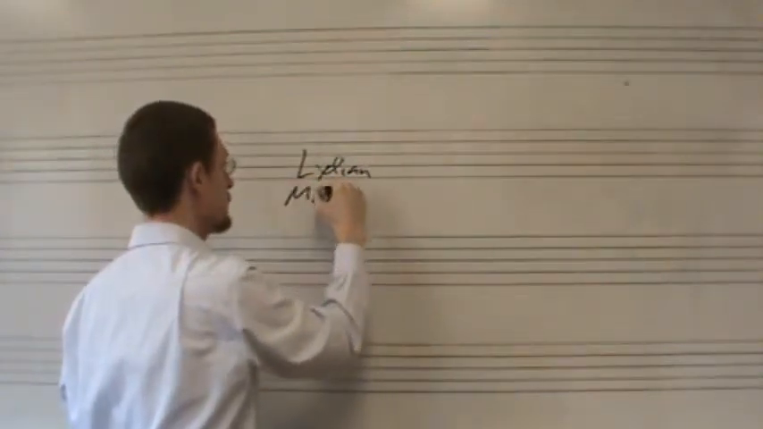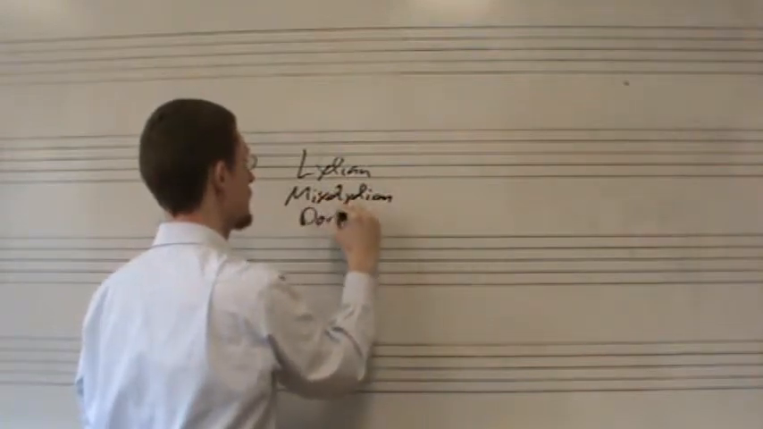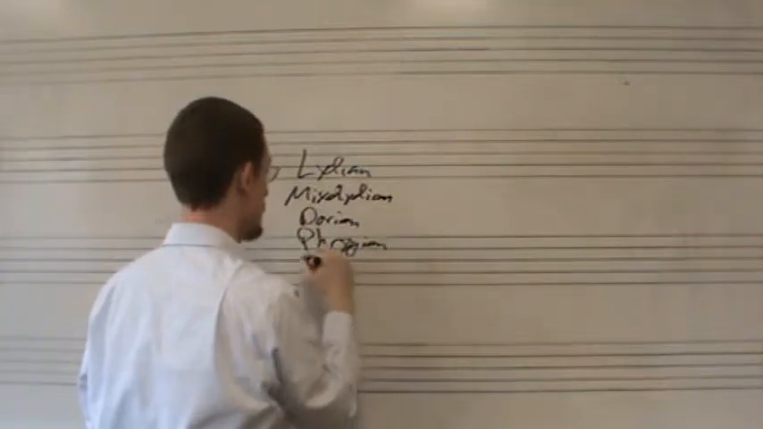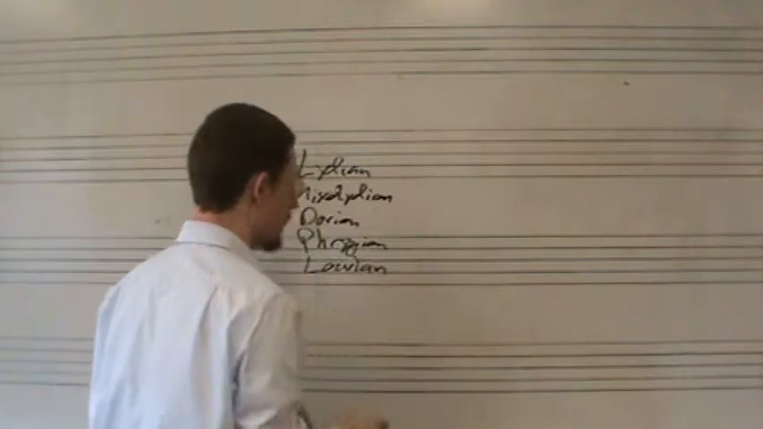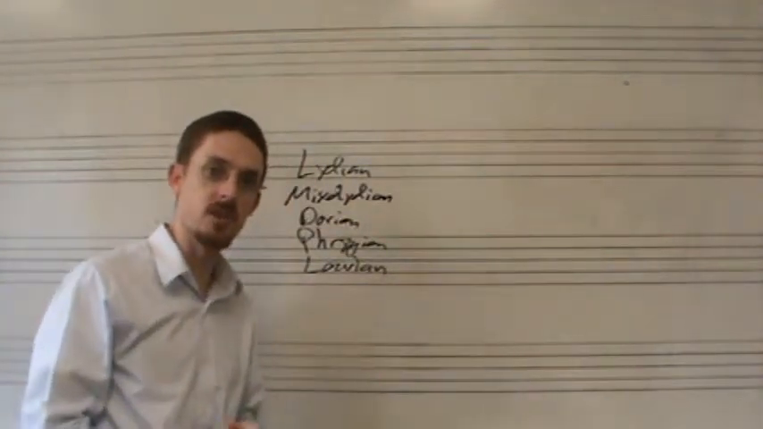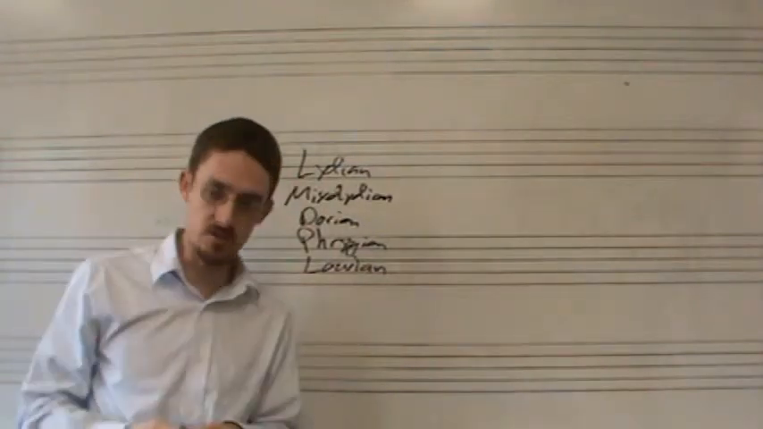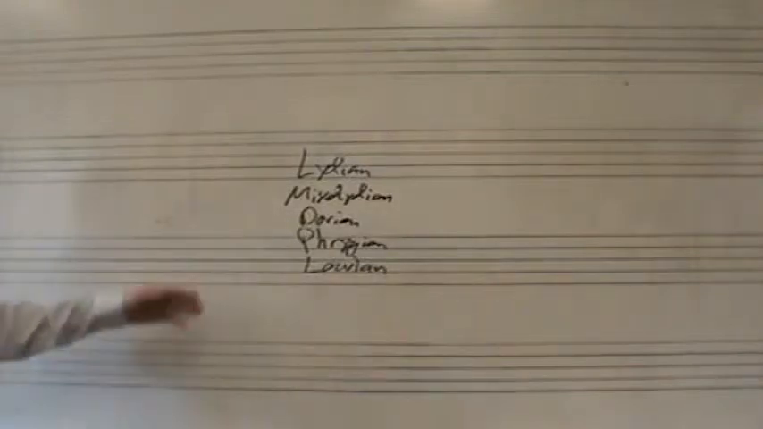Lydian, Mixolydian, Dorian, Phrygian, and Locrian. Okay, we'll do those. Most of the time there's just one thing that's changing from one to the other. So let's go ahead and start and get into the key of C. All right, sing them right in a row.